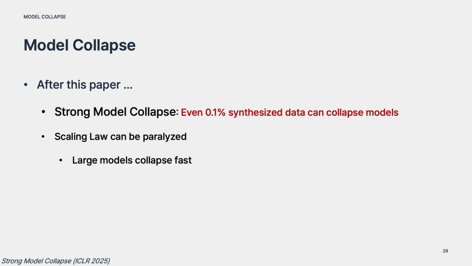A particularly counterintuitive finding is that larger models collapse faster. Larger models are better at concentrating probability mass on dominant modes, which accelerates tail elimination. Scale amplifies collapse rather than preventing it.